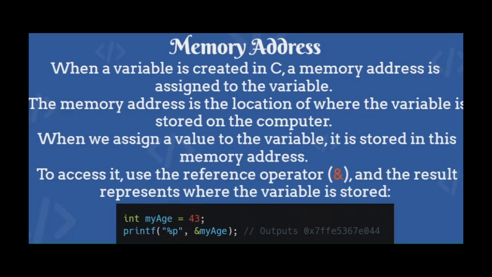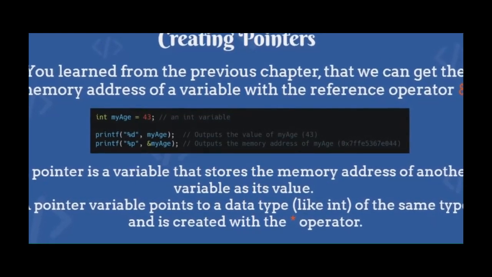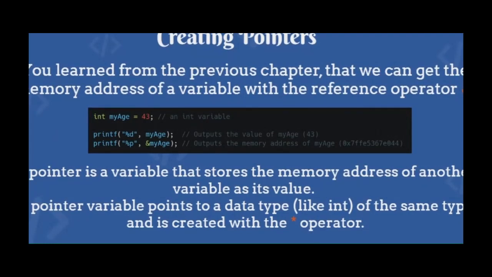You will probably not get the same result in your program, as this depends on where the variable is stored on your computer. You should also note that &myAge is often called a pointer. A pointer basically stores the memory address of a variable as its value. To print pointer values, we use the %p format specifier with the reference operator. A pointer is a variable that stores the memory address of another variable as its value.